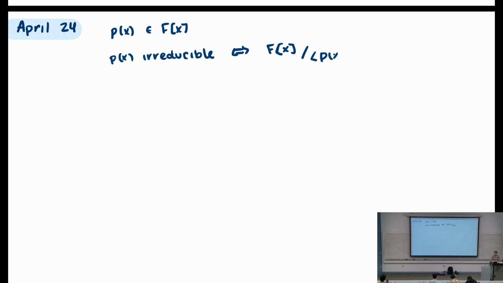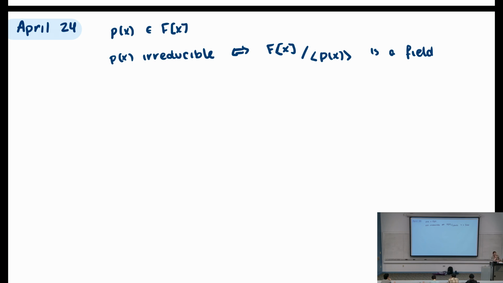Okay, so last class we saw a theorem that said when p of x is a polynomial with coefficients in some field, that p of x is irreducible if and only if F[x] mod the ideal generated by p of x is a field. Okay, and then you had some exercises about that, and I posted the solutions to those in Canvas if you want to have a look.